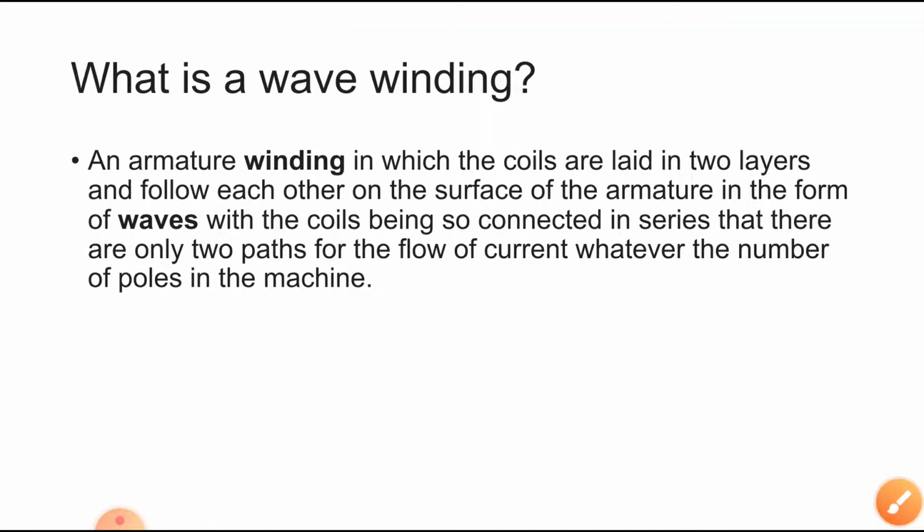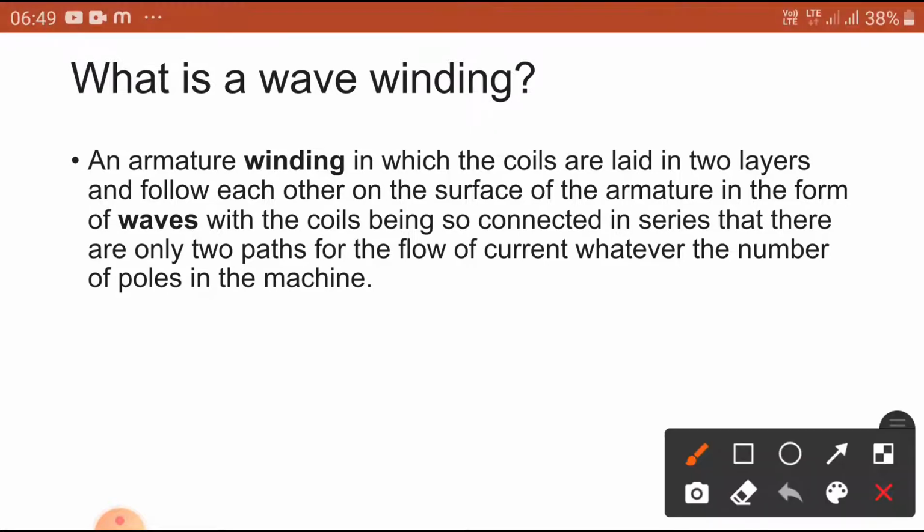Now what do you mean by the wave winding? So already we have seen the wave winding in DC machines. Similarly in AC machines also, the same principle. An armature winding in which the coils are laid in layers and follow each other one after another on the surface of the armature in the form of waves. Okay, so you have already seen.